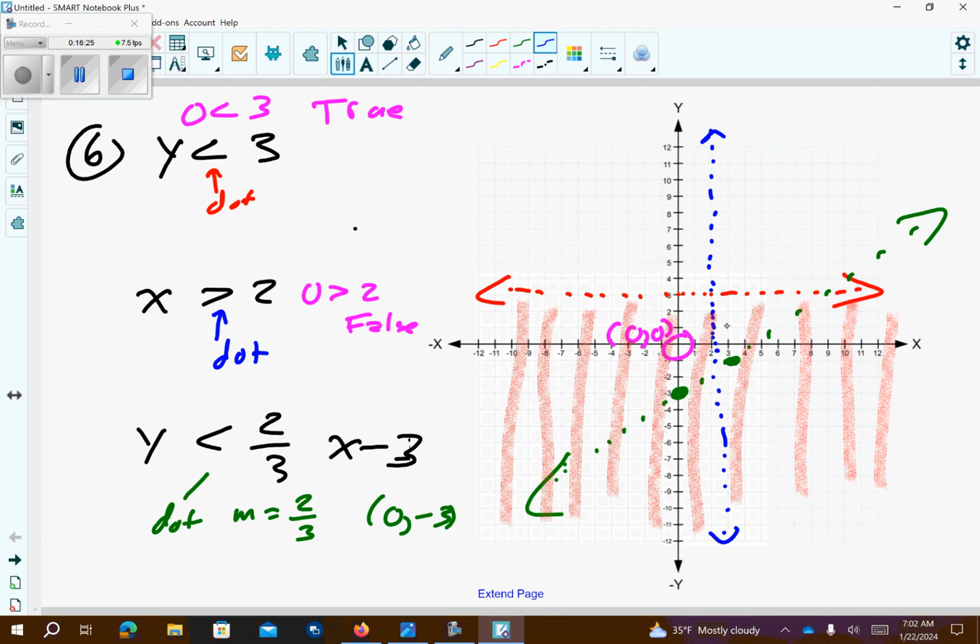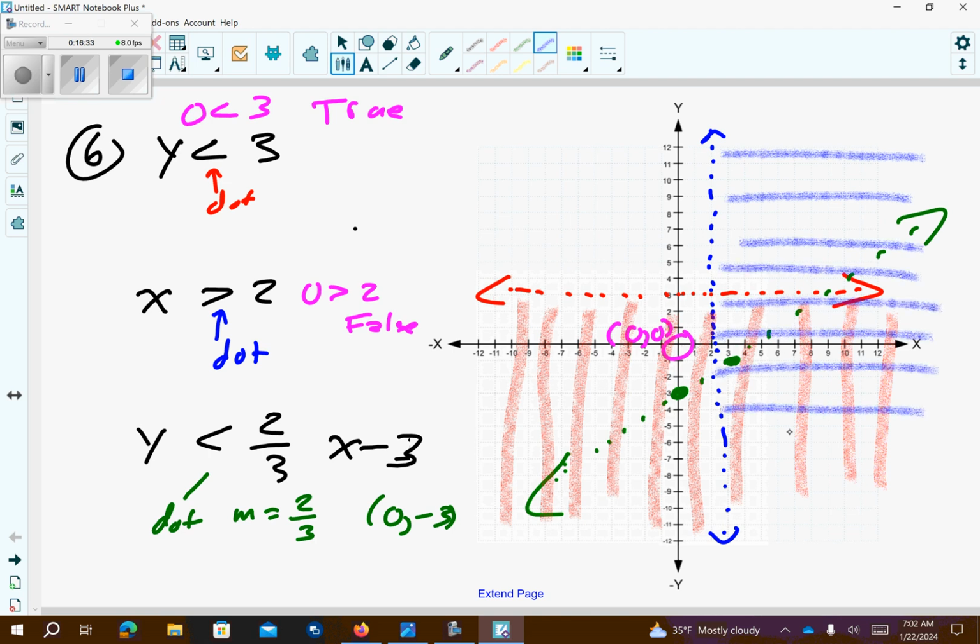So let's bring up our crayon. We'll do a blue crayon. So we're going to shade over here. So right now, where the crisscross intersects between the red and the blue is the solution for the first two.